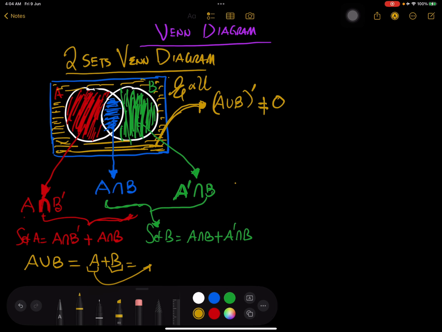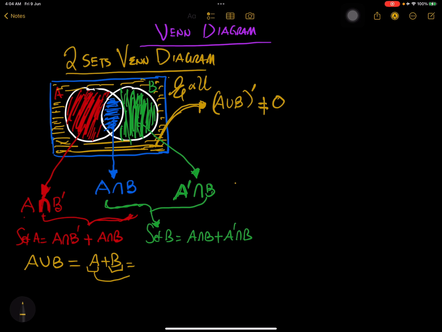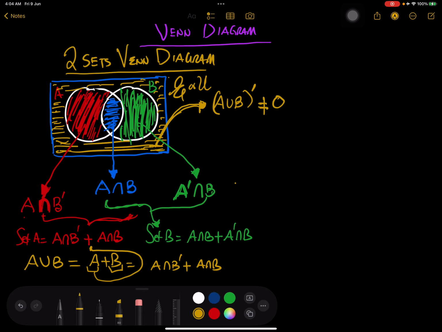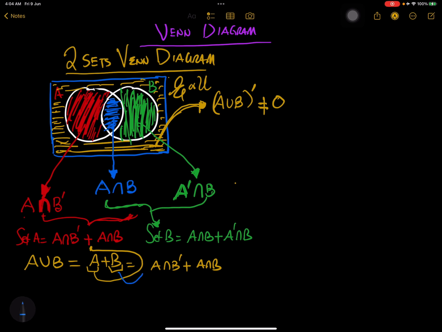Let me take it again. We know that this A is what is right here, which is A and not B, plus A and B. And we also know that this B, the B right here, is this one here. So that's going to be plus, right? Because this is for A plus B. And B is A intersection B plus not A and B. And we can see that there's a double. This one is double, so we need to find a way to take it out, right?